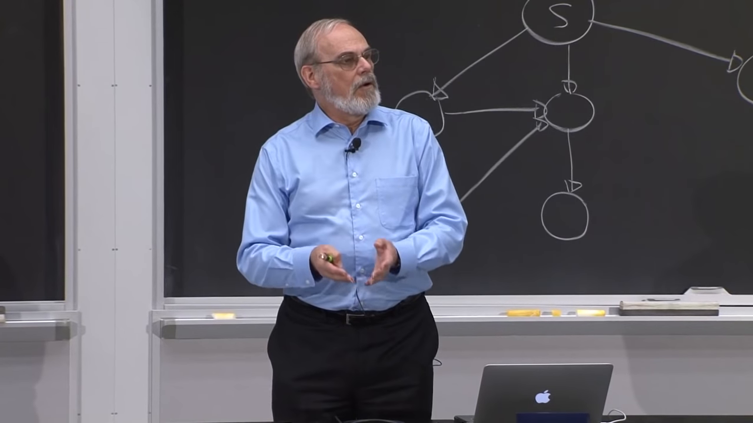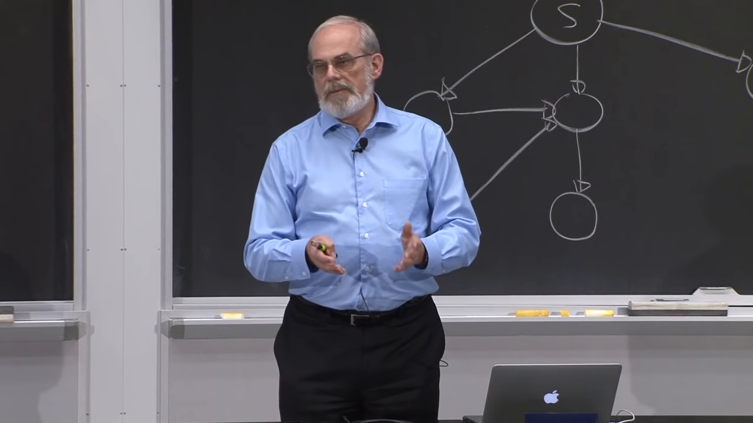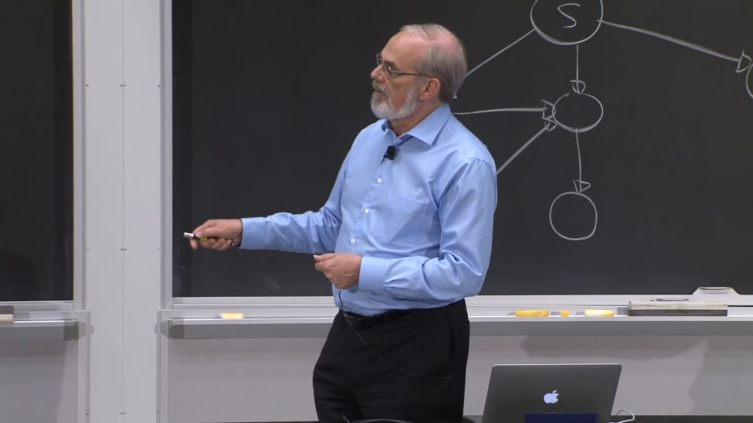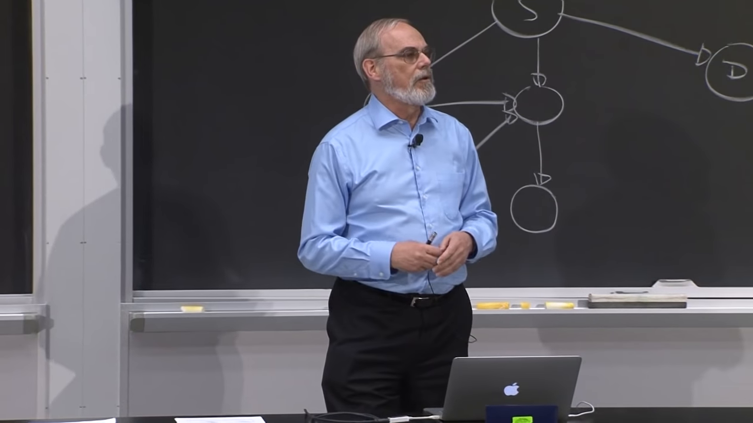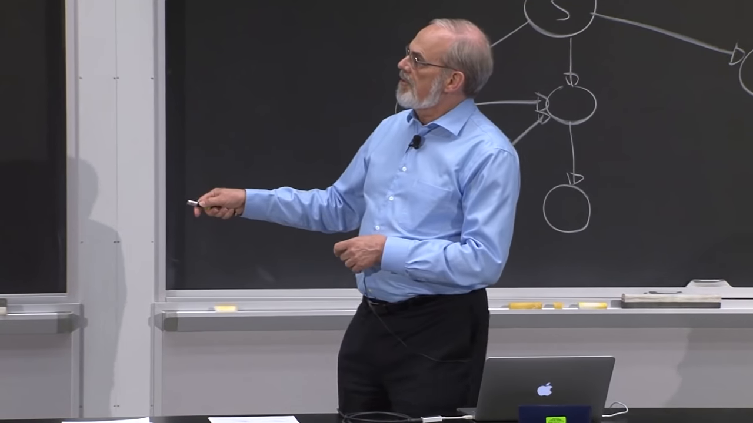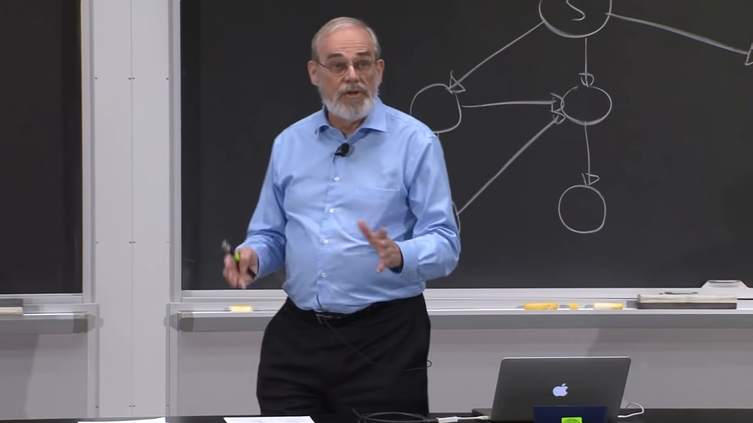If I want to get a node by its name, which is going to be probably more convenient than trying to keep track of all the nodes, well, I could pass in a name as a string, and what will I do? I'll just search over all the keys in the dictionary using the getName method associated with it, there's the call, and checking to see if it's the thing I'm looking for. And if it is, I'll return it. I'll return the node itself.